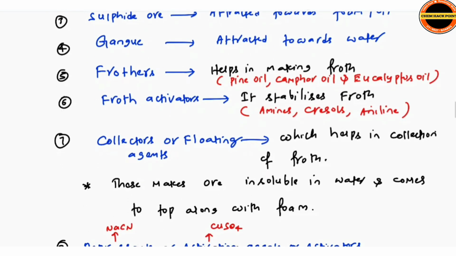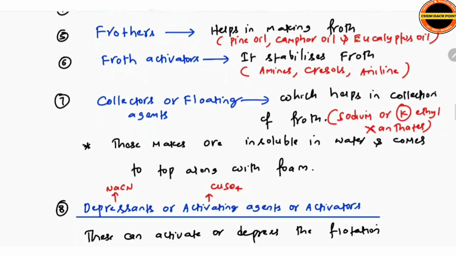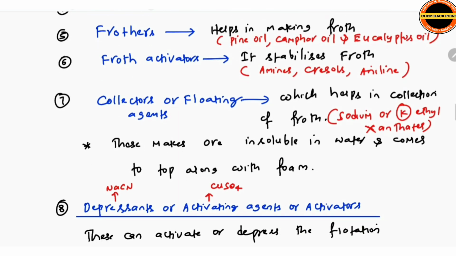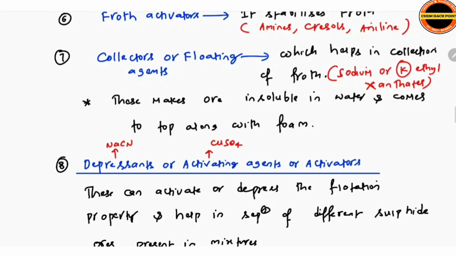Examples are sodium or potassium ethyl xanthate. These are commonly used floating agents. These substances make the ore insoluble in water, and it comes to the top along with the foam.